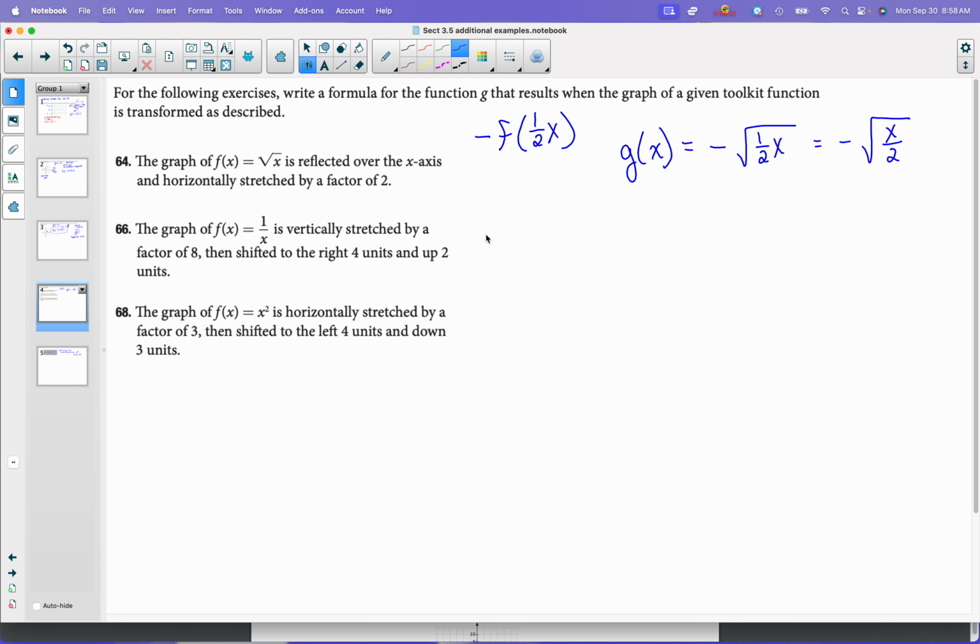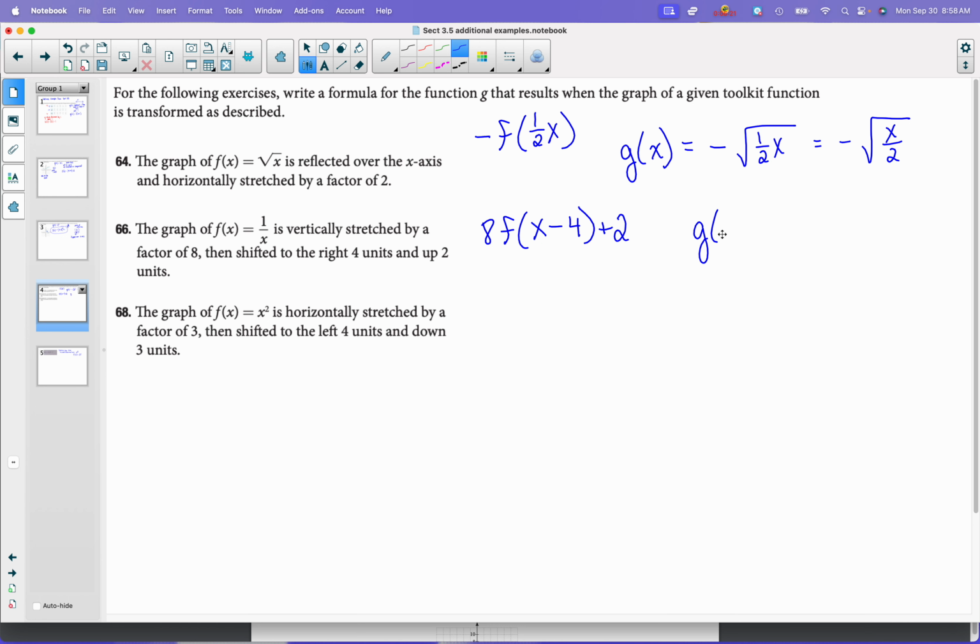So on the next one, the graph of f of x equals 1 over x is vertically stretched by a factor of 8. So think about where you place the 8. That's going to be out in front of the f. And shifted 4 to the right, well, that means it's going to be an x minus 4, and up 2. Okay? So that is going to vertically stretch by a factor of 8.